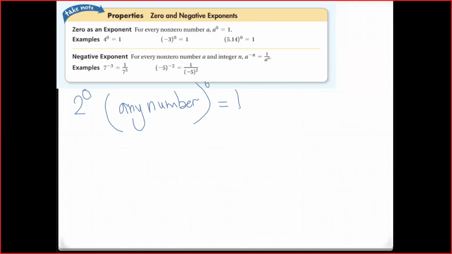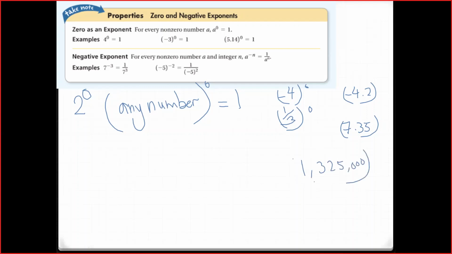Any number, whether it is a negative number like negative 4, or a decimal, or a fraction like 1/3, or negative 4.2, or 7.35 as an example, or 1,325,000. All of them, if you put them to the power 0, the answer is 1. Okay? So the first rule today is that any number to the power 0, the answer is 1.